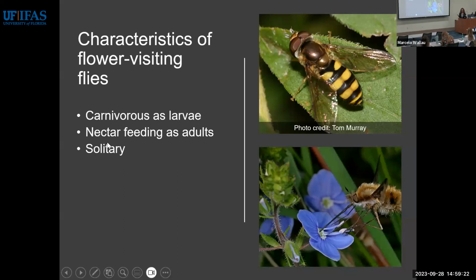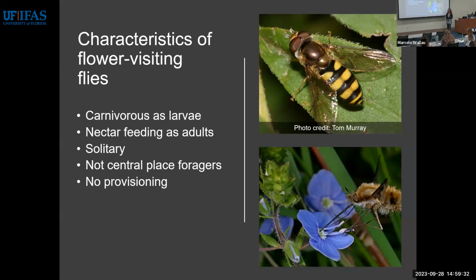Solitary, we don't have big colonies, right? Not central place foragers. And they don't provision their offspring. So again, the ones that provision their offspring, they generally tend to stay in one spot. They have their nests. They go back and forth to the nest to feed their young. Flies, on the other hand, don't feed their young. They don't have a central nesting site. They move around. How far they move will probably depend on their body size and other aspects of their biology.